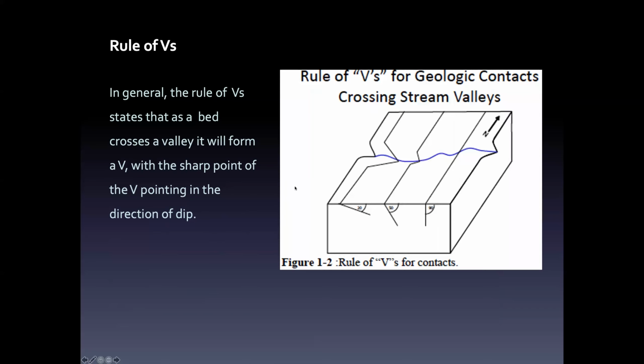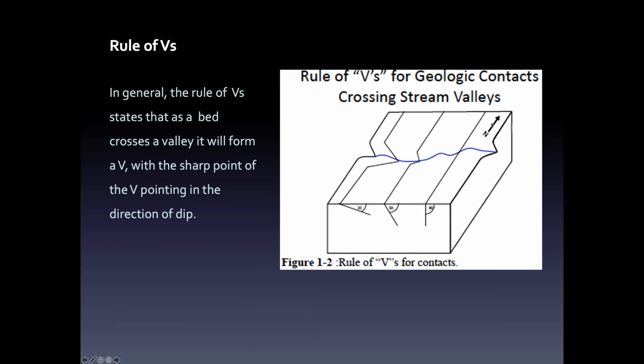This is just a nice example here of the rule of V's in a block diagram. You're going to be working with block diagrams in lab. I'm going to go through a couple examples in just a few seconds here. But what we see here is this is the dipping unit. This is a cross-sectional view. This is a map view.